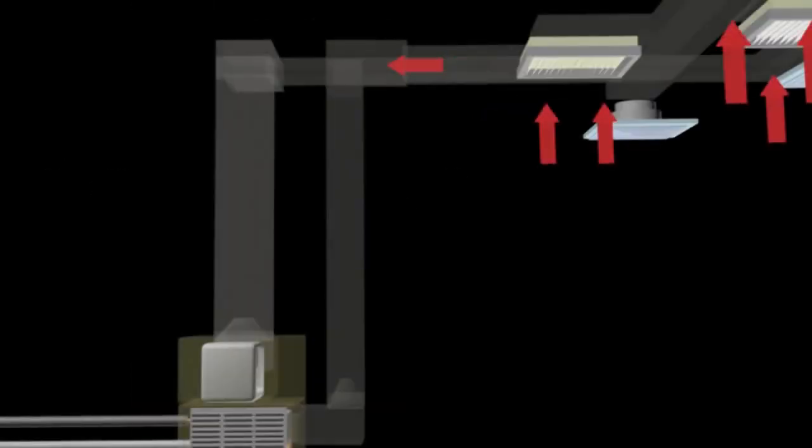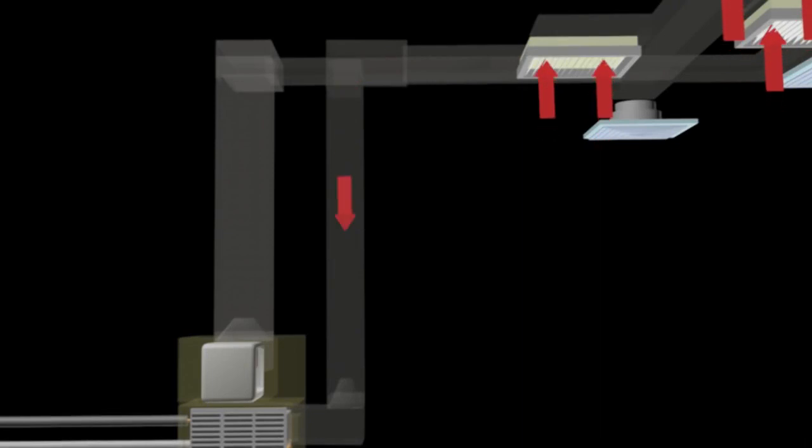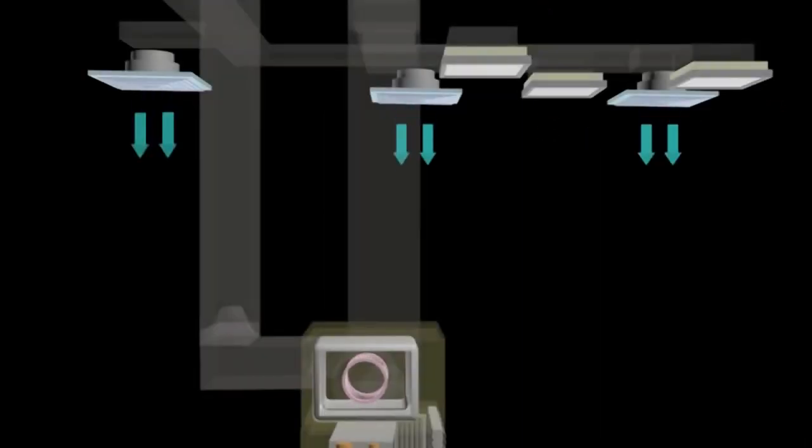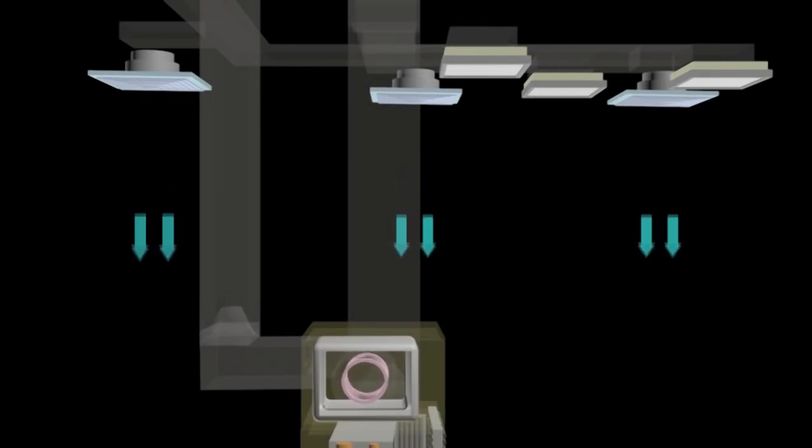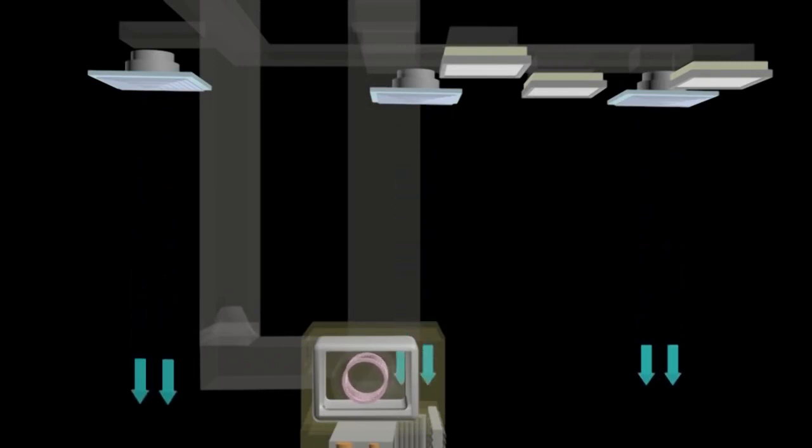Air returning to the air handling unit will pass through the filter before passing through a cooling coil and returning back to the room. This is to ensure that the air returning into the room is in a clean condition.